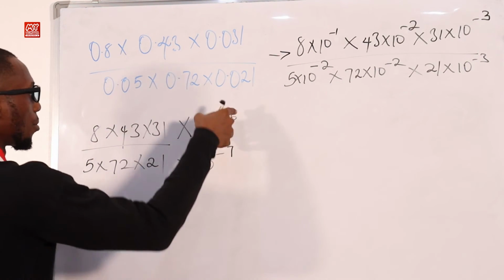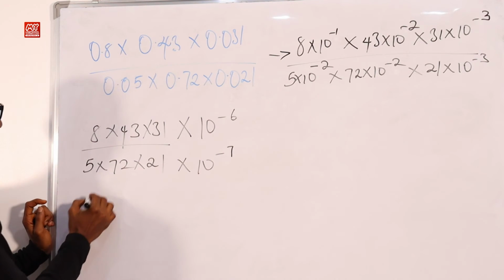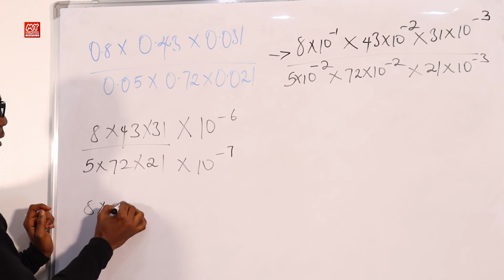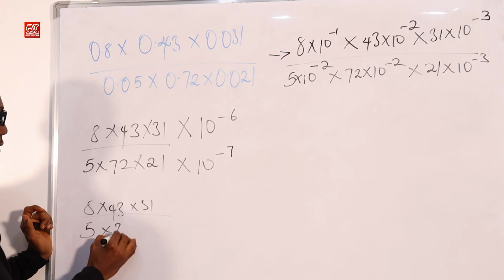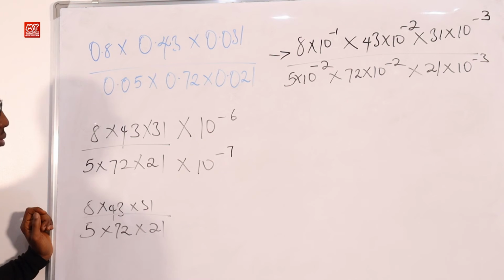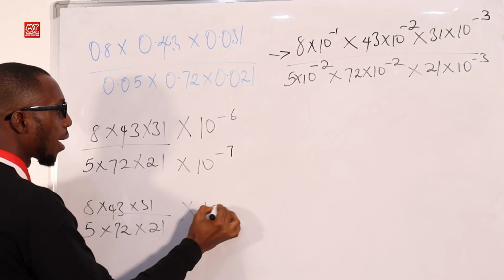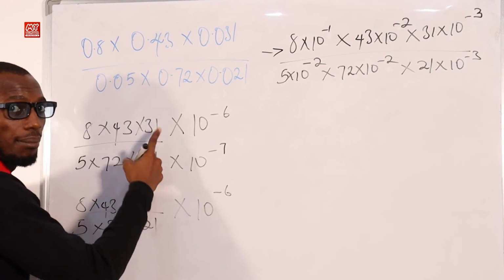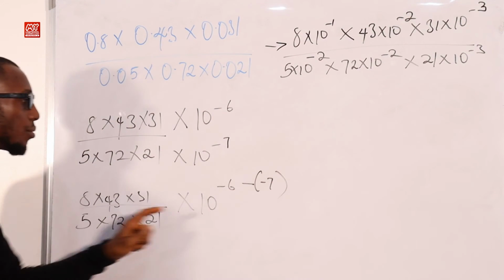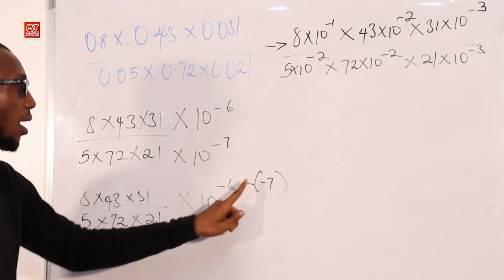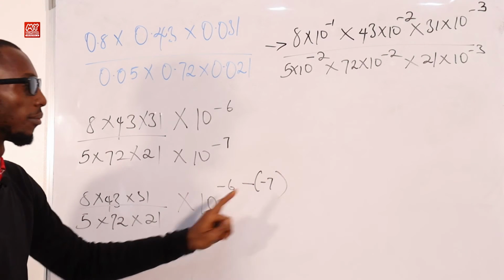So it's going to be 8 times 43 times 31 over 5 times 72 times 21, times 10 raised to power minus 6 over, which means divide, 10 raised to power minus 7. So minus times minus we have plus, so that will be minus 6 plus 7.